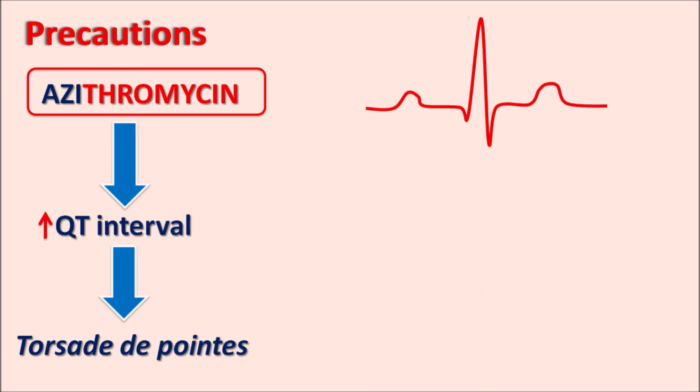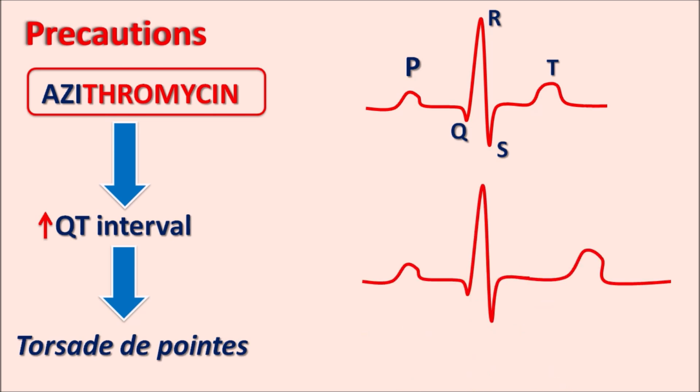So suppose this is a normal ECG with P, QRS and T wave. In the presence of azithromycin, this QT interval is going to be increased. An increased QT interval may precipitate cardiac arrhythmias, and sometimes it can precipitate the fatal cardiac arrhythmia, torsade de pointes. That's why this drug should be carefully given in patients who already have long QT syndrome or cardiac disorders with an already elevated QT interval.